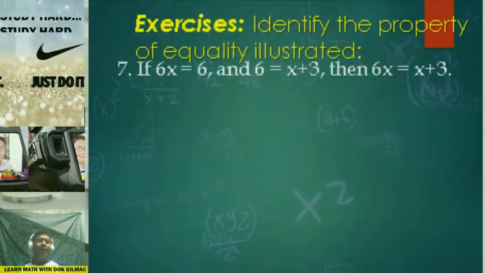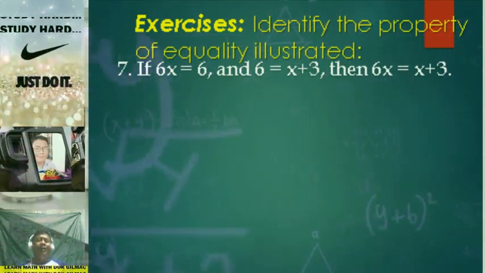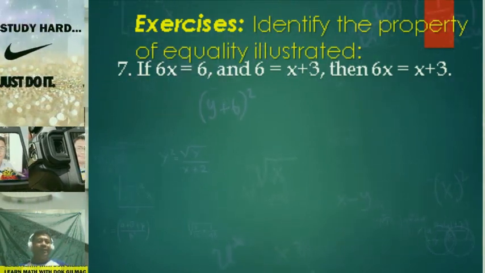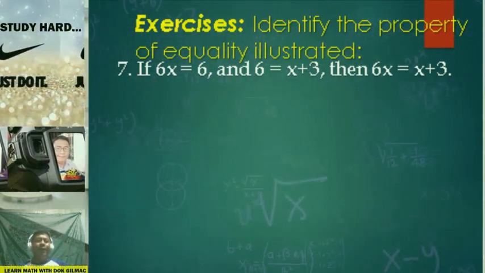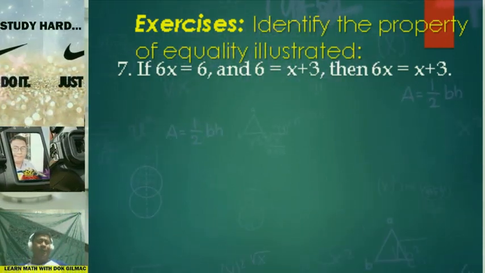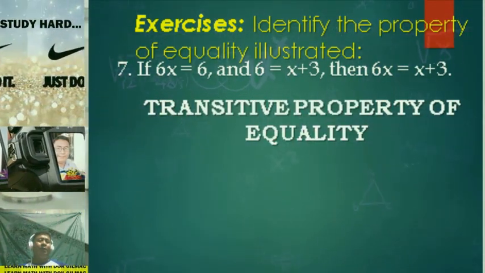Number 7. If 6x is equal to 6 and 6 is equal to x plus 3, then 6x is equal to x plus 3. As you can see, this is simply the transitive property of equality.